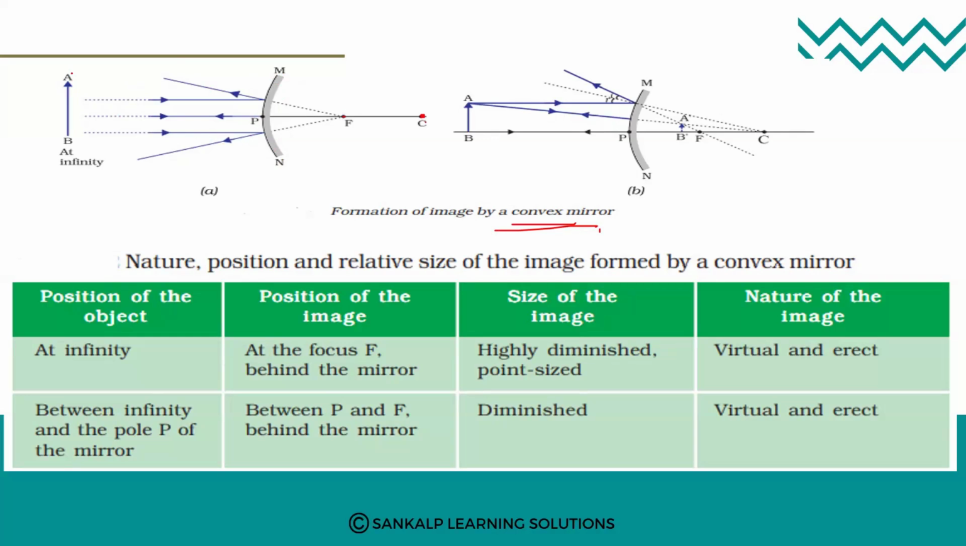So when you keep your object at infinity, where will the image form? At the focus F and behind the mirror. So at the focus F and it is behind the mirror. Behind the mirror means it is a virtual image, and when it is virtual, then the image will be erect.